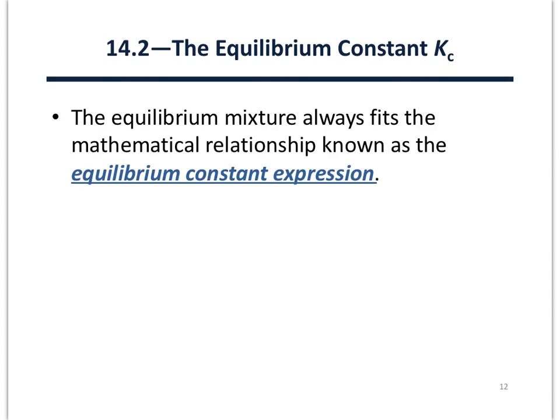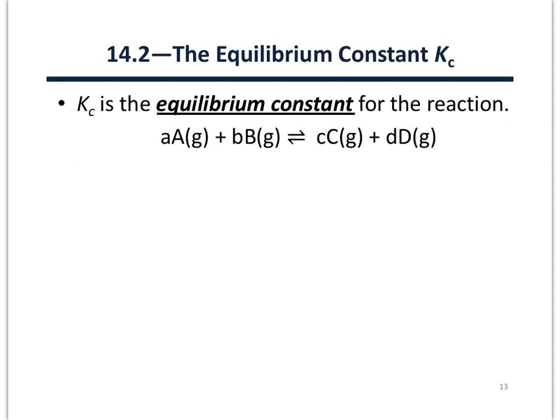The composition of the equilibrium mixture always fits the same mathematical relationship shown on the previous slide. That mathematical relationship is called, again, the equilibrium constant expression. And its actual value, as we'll see on the next slide, is called the equilibrium constant. It's important to note that the equilibrium constant is constant only for a given chemical reaction at a specific temperature. It's not a constant like the ideal gas constant that always has a specific value.